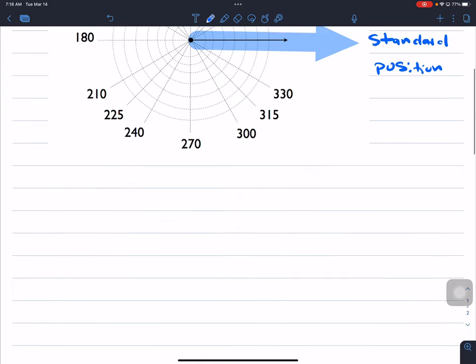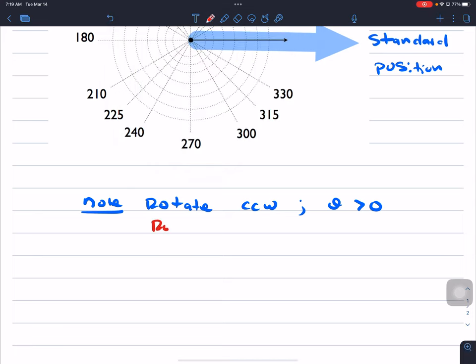Now let's note a couple of things here. When you rotate that ray in standard position counterclockwise, what do you guys remember about the central angle? Right, the central angle is what? Positive. Is that true? Okay, you guys okay with that? And then when you rotate the ray clockwise, what happens to the central angle? Central angle is negative. Okay, you guys okay with that?